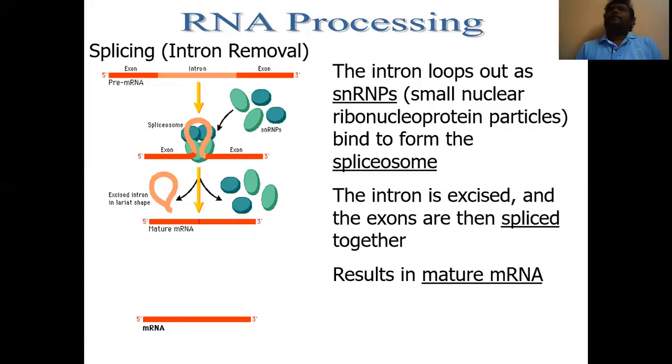So the pre-mRNA cannot be used immediately for synthesis of proteins. It has to be modified into mRNA through the process of splicing, which is done by small nuclear RNAs. So dear students, now I would like to end my session with this, and in the coming class we will learn about translation.